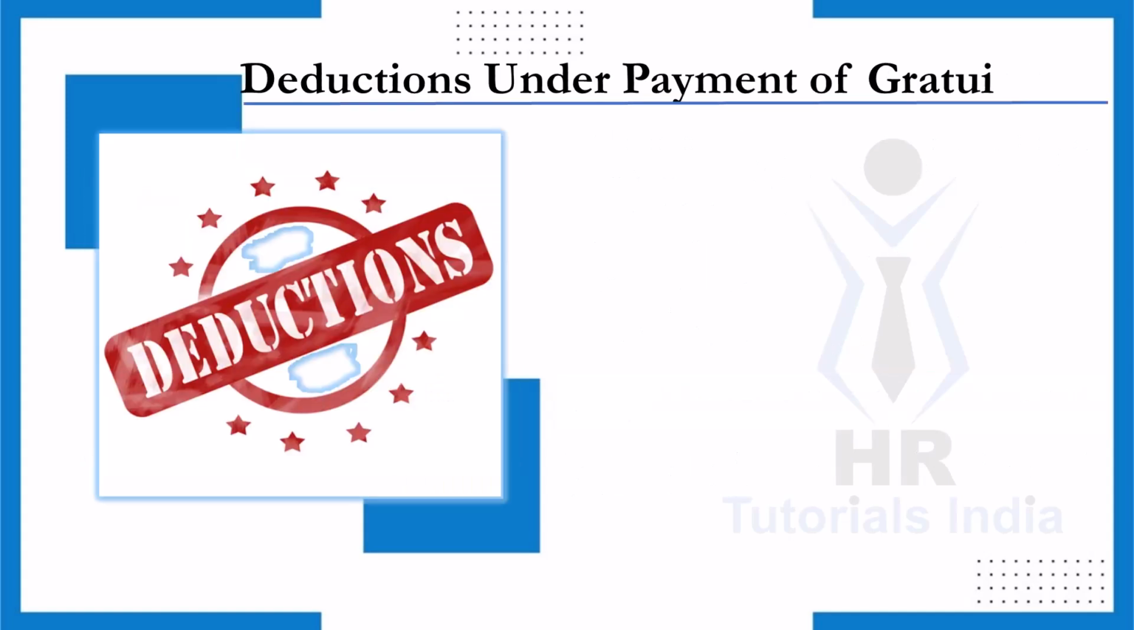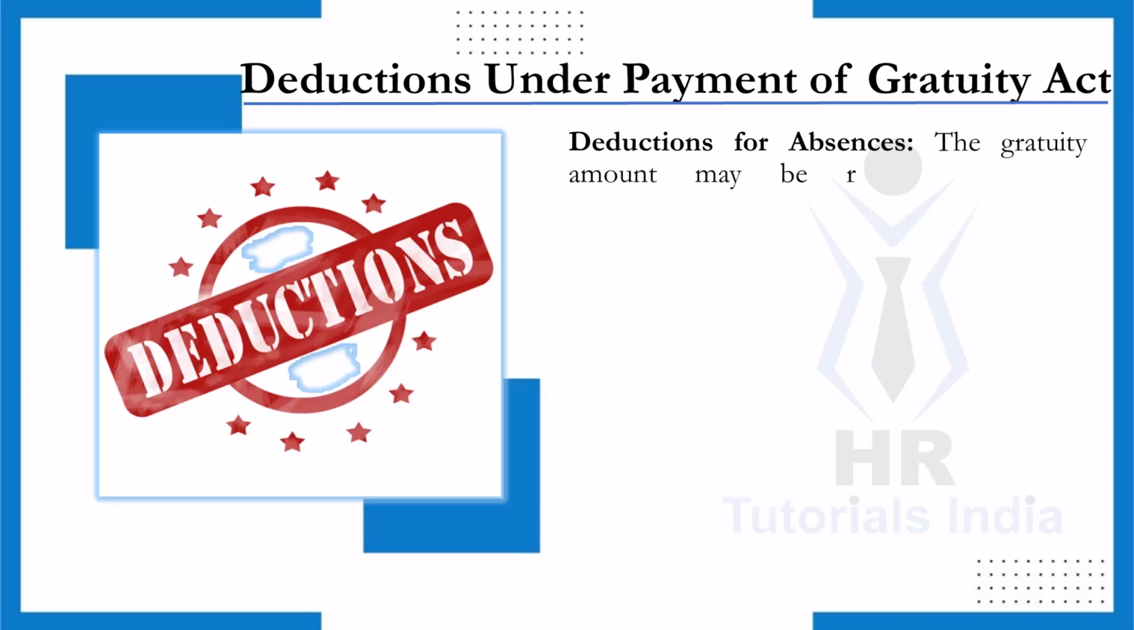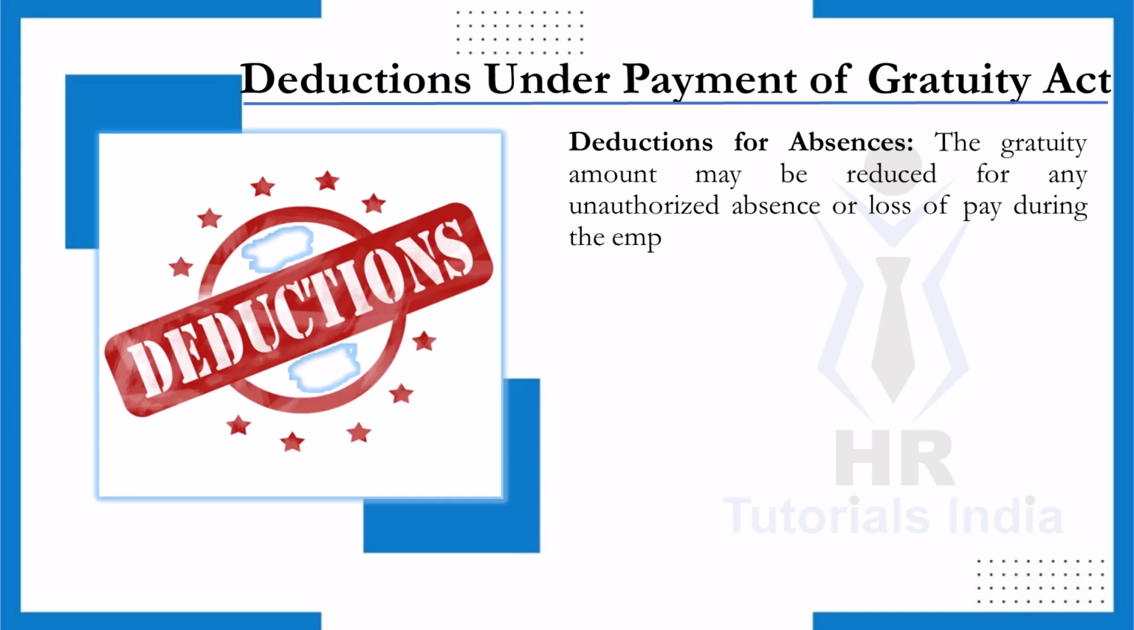Deductions under Payment of Gratuity Act. Under the Payment of Gratuity Act 1972, certain deductions are permissible. Deductions for absent days. Employers are allowed to make deductions from the gratuity amount if the employee has unauthorized absence or periods of loss of pay during their service.